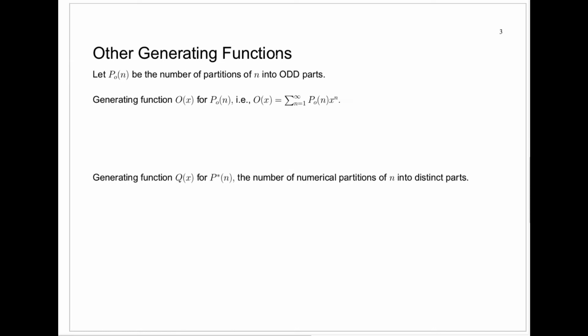Can we look at other generating functions in a similar manner? Here's an interesting one. We're going to look at this combinatorial function, P sub O of n, the number of partitions of n into odd parts. For example, we've seen that there are 7 ways to partition 5 into parts. What is P sub O of 5? How many of those use only odd parts?